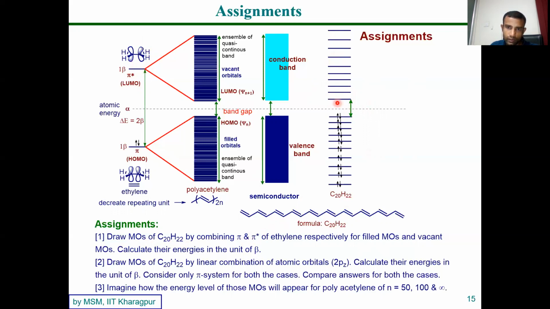How many will come? A total of 10. And by taking the HOMO, the highest occupied molecular orbital of ethylene, you do the linear combination in all possible ways to get these filled molecular orbitals. The highest filled will be the HOMO, and the lowest unoccupied will be the LUMO. So can you draw them first? Also calculate their energy for each one using the energy equation I have already discussed. This is combining the ethylene units.